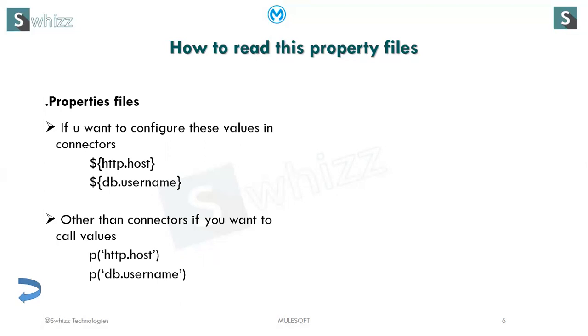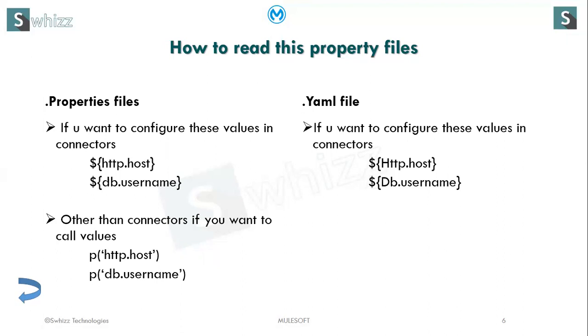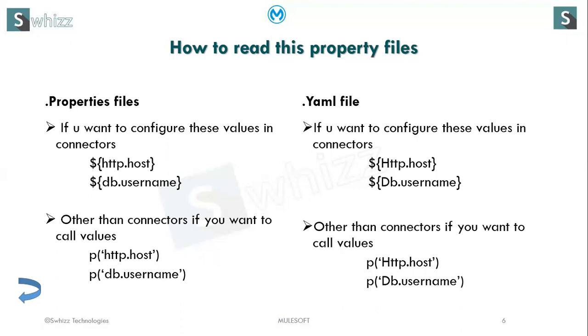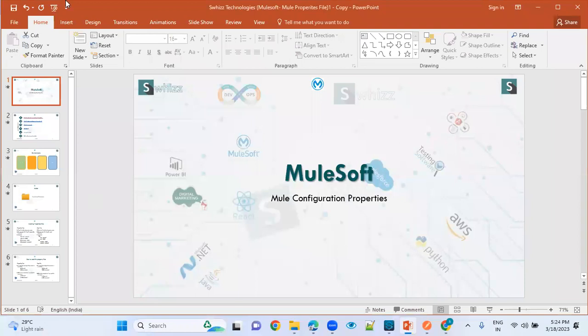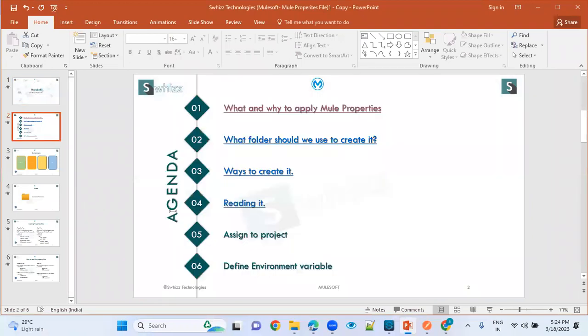In the same way, if you want to call .yaml file values inside connectors, we can represent it like this. Other than connectors, if you want to call these values, p parenthesis, inside single quotation, whatever the key is, the corresponding key name has to be mentioned. And also, how we are going to assign these files to our project, and how we are going to define this environment variable, each and every thing we are going to discuss.